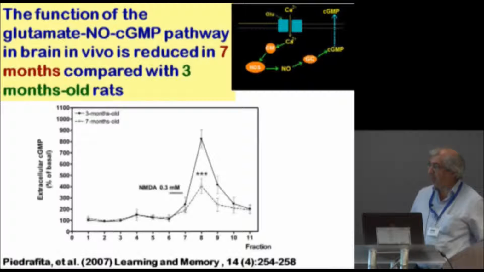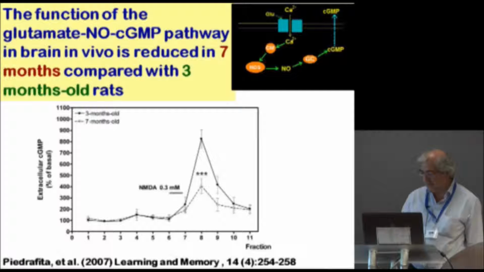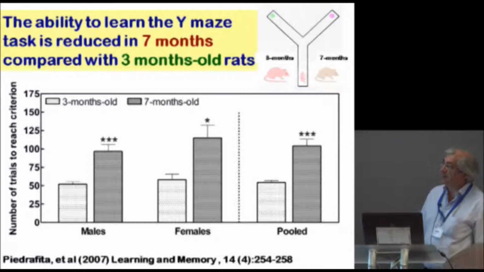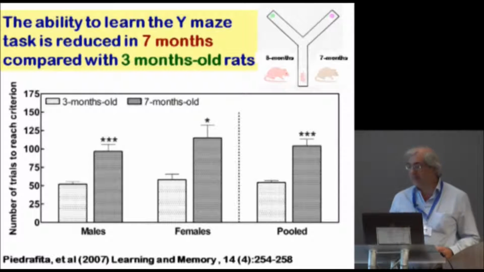This is, for example, what happens with the function of the pathway with age. In 3-month-old rats, this is the function of the pathway. This is the basal level of cyclic GMP. When we add NMDA, this activates the pathway and increases cyclic GMP. If we use rats which are 7 months old, the function of the pathway is strongly reduced, and the increase in cyclic GMP is much lower than at 3 months. And these rats at 7 months need many more tests to learn the task than rats which are younger. Therefore, aging impairs the function of the pathway and the ability to learn this task.